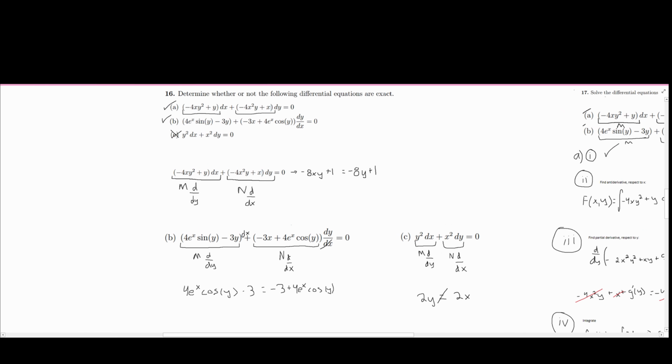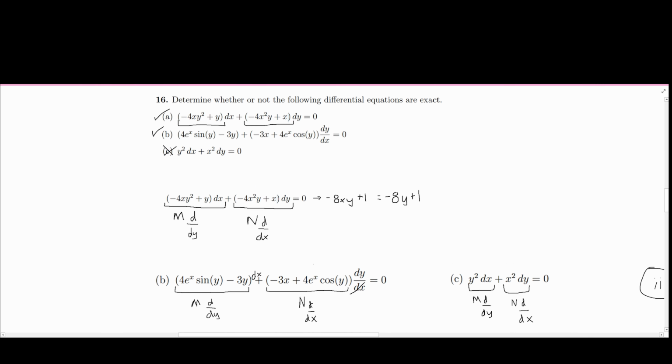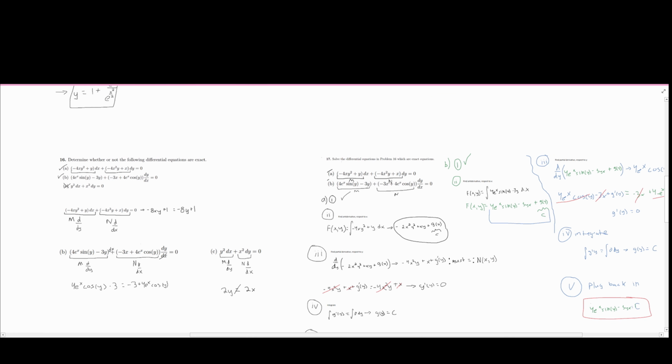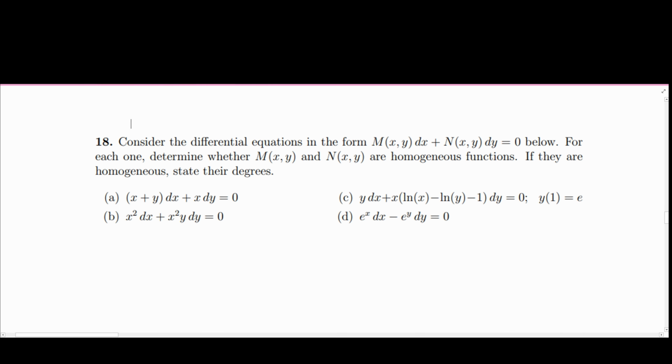For part C, we would not be able to solve it since it is not exact, and in our first step of doing this, we check if it is exact. If it is not exact, it cannot be solved. That's it for 17.